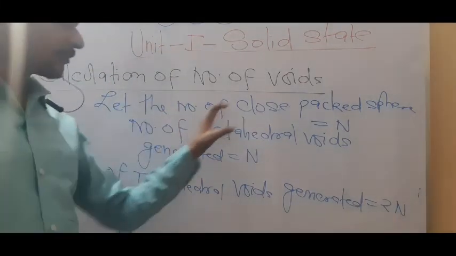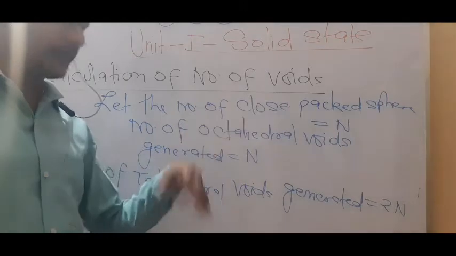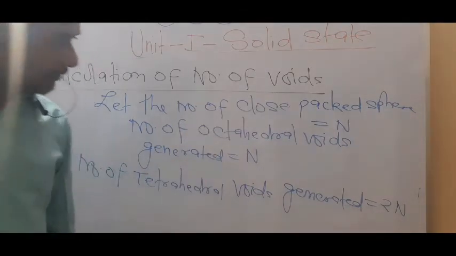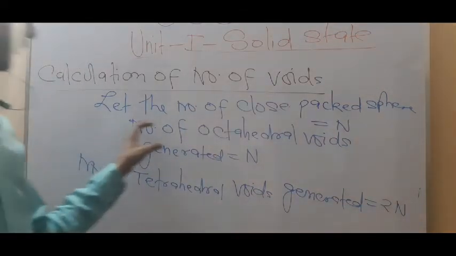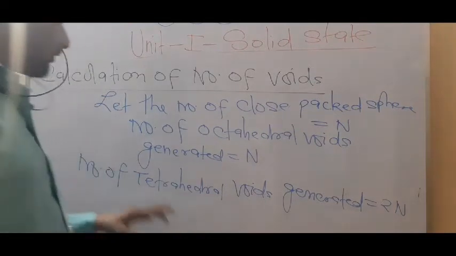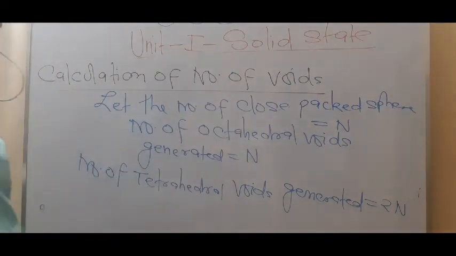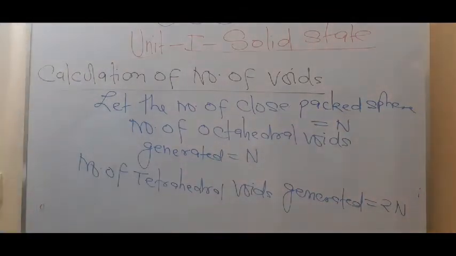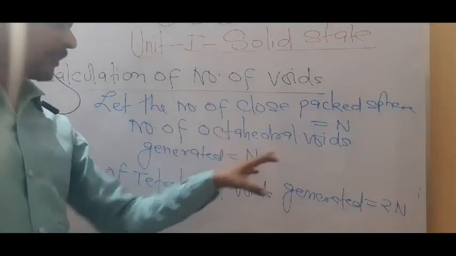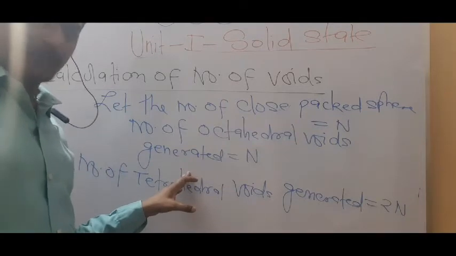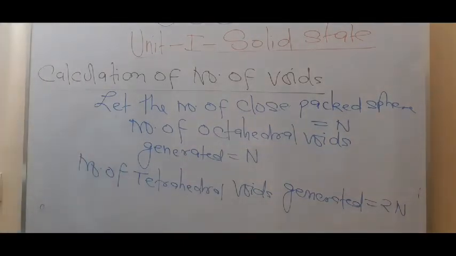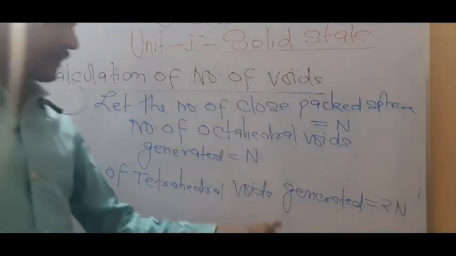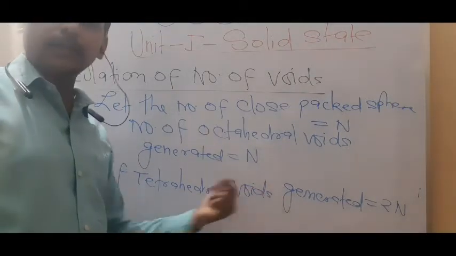Let the number of close packed spheres, that means the spheres which form the crystal, that is the particles, be taken in the form of spheres. So let the number of close packed spheres equal n. In that condition the number of octahedral voids generated is also the same, that is n, and the number of tetrahedral voids generated is 2n, just double the octahedral voids.